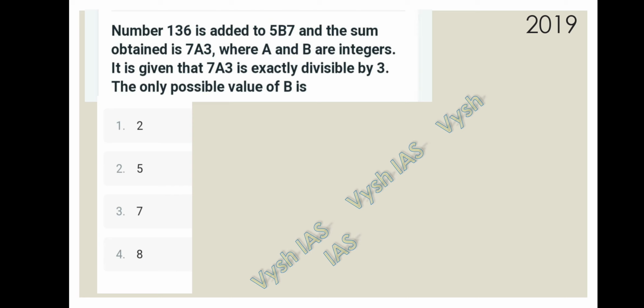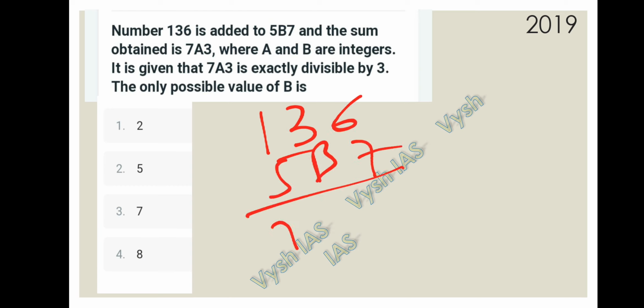So again I come to this question. When 136 is added to 5b7, the sum obtained is 7a3. We have to say a and b are integers and 7a3 is exactly divisible by 3. If we do this sum, 6 plus 6, 12, 13. So here 1 will be remaining. We have kept 1 as a carry. So here 3 plus 1 is 4.